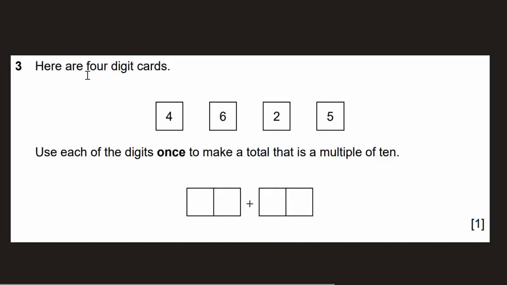Question number 3. Here are 4 digit cards: 4, 6, 2, and 5. Use each of the digits once to make a total that is a multiple of 10. 1 minute from now.